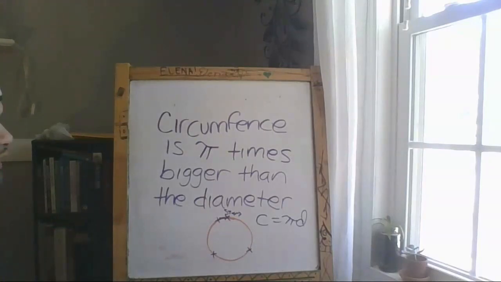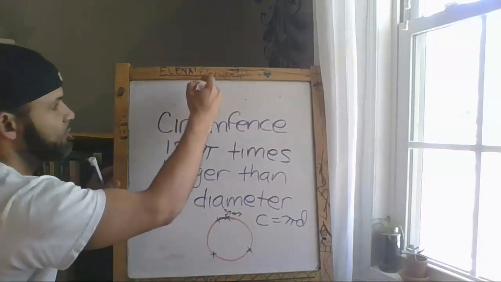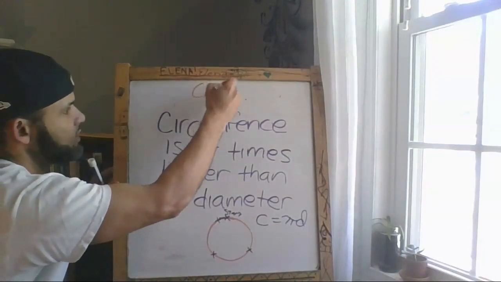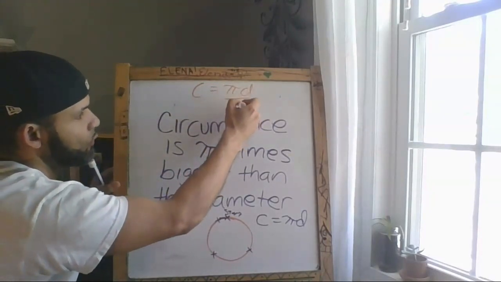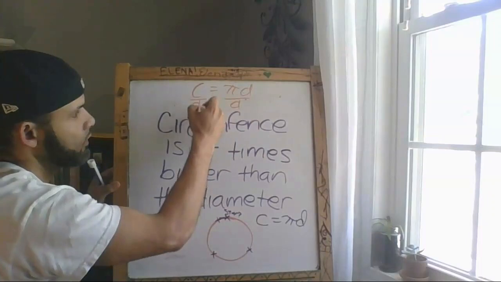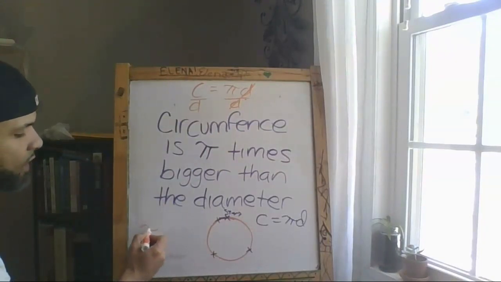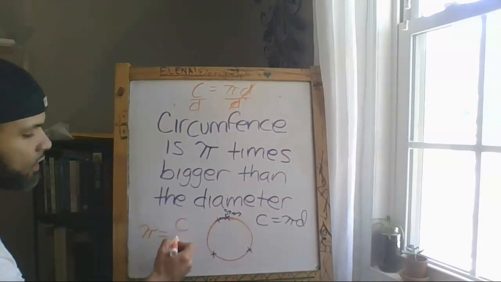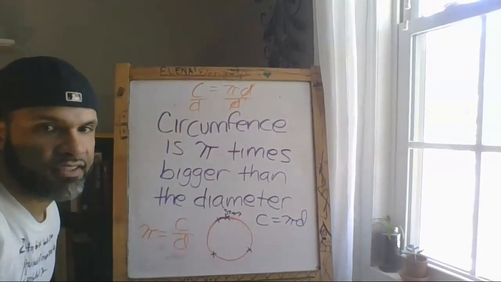But if I wanted to isolate pi, what I can do is just divide both sides by the diameter. So this cancels, and look what I'm left with. Pi is equal to the circumference over the diameter. So pi is the ratio of the circumference to the diameter. We also learned about that yesterday.